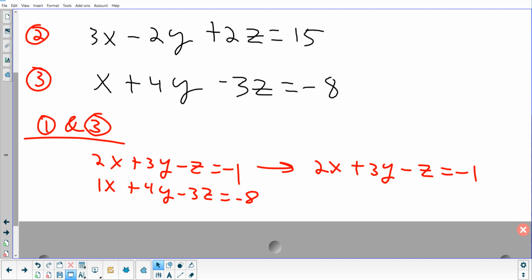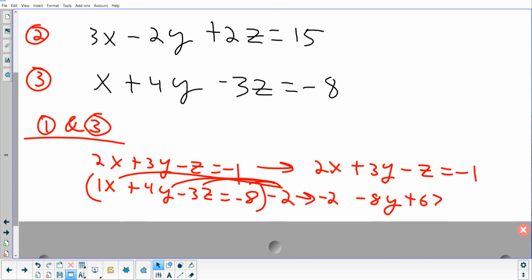I end up doing a lot of copying over. Maybe you want to try writing it a little differently, but I'm trying to show you every step. Okay. And what would I multiply the bottom by to make the x value in the bottom the opposite of the one in the top? -2. And can you tell me what I get when I distribute that out? -2 minus 8y. Plus 6z. Is equal to 16.